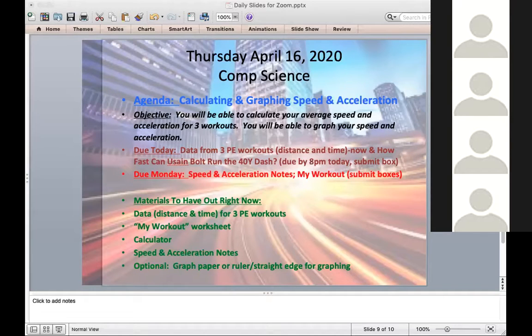So on Tuesday, when we got together last, we talked about a homework assignment that was called My Workout, and you were to gather data from 3 workouts from PE over the last week or so. From what I understand, you are supposed to submit that you've done like 3 workouts each week. So that's why I chose 3. And the data you were supposed to be bringing with you today was your distance and your time.